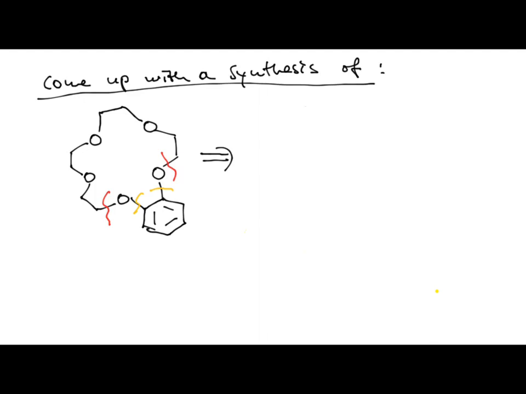So you can go with the red way. Let's take off the yellow ones. Take off this guy. So the red ones are good. The red disconnections are great. Can somebody draw me the starting materials we need to do this red disconnection?